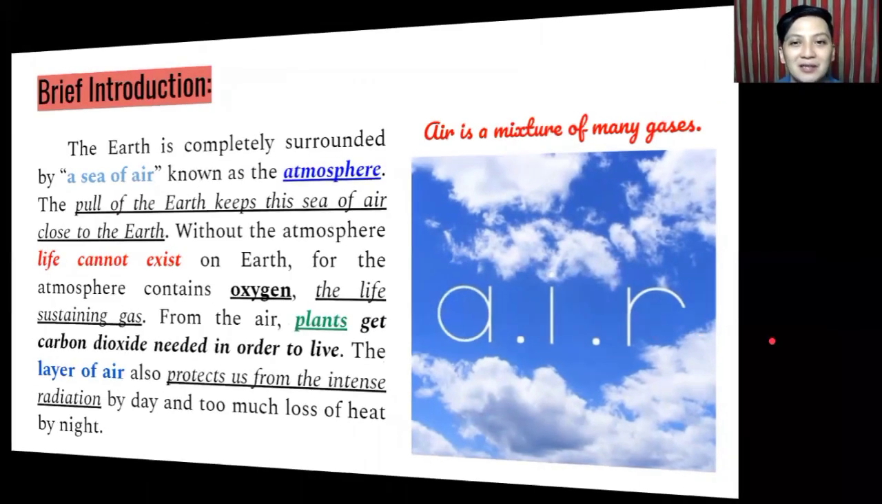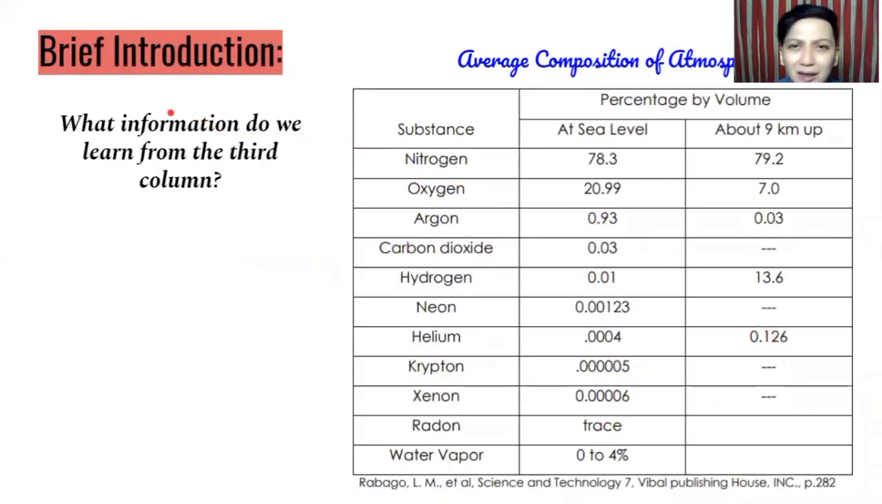Next, the question is, what information do we learn from the third column? We have here the average composition of the atmosphere. Ano nga ba yung bumubuo sa atmosphere natin? Before we answer this question, I want you to look at this table. In the first column, we have substance. The second and third columns are the percentage by volume at sea level and about 9 kilometers up.